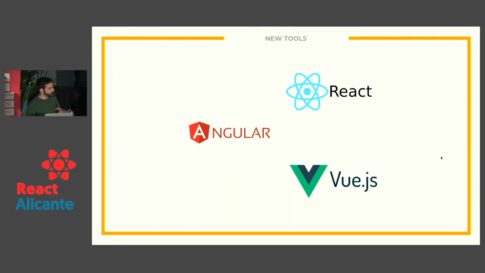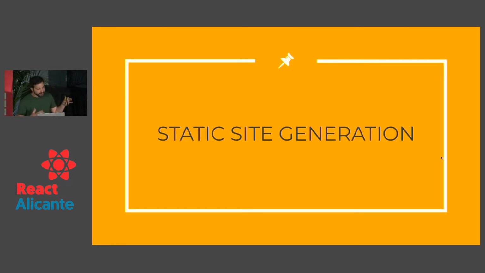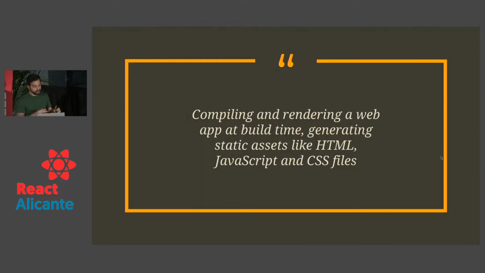They provided a lot of features and functionality that make the work easier to create user experiences and websites. And the truth is that we still want to use them, even though we want to create static web pages. So having that in mind, a concept was developed, the concept of static site generation, which means compiling and rendering a web application at build time to generate static assets like HTML files, JavaScript code, and CSS files.